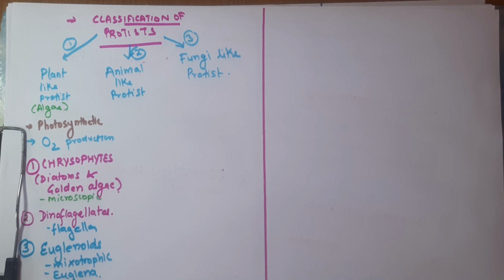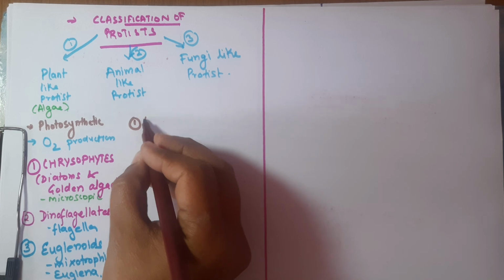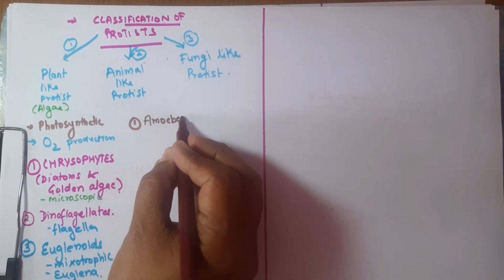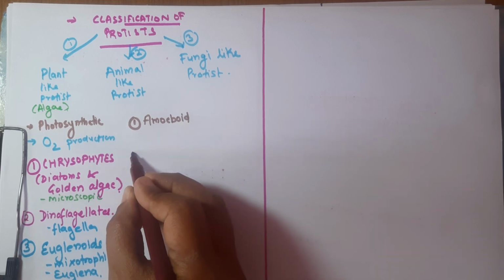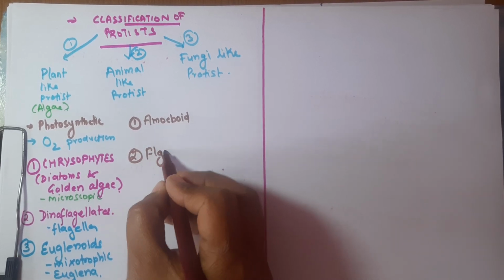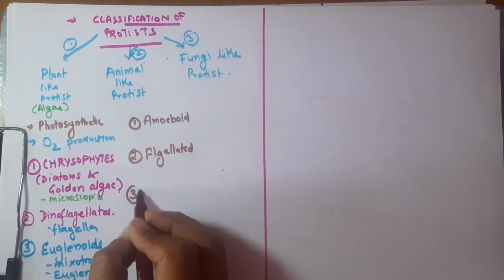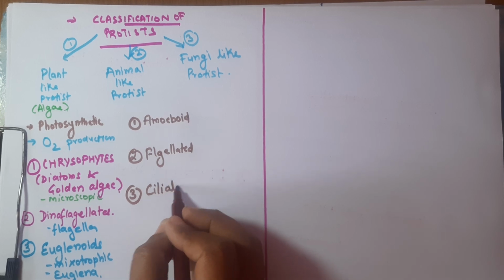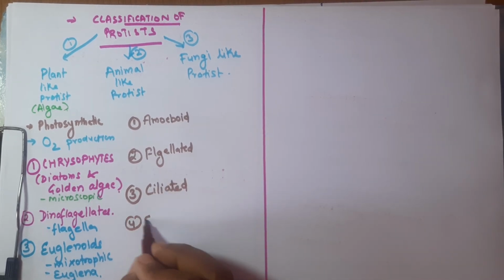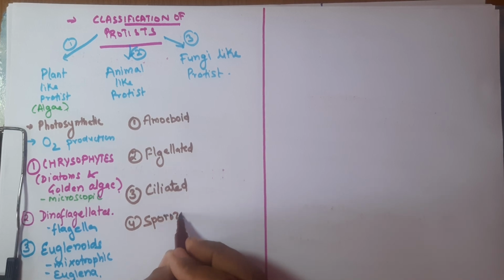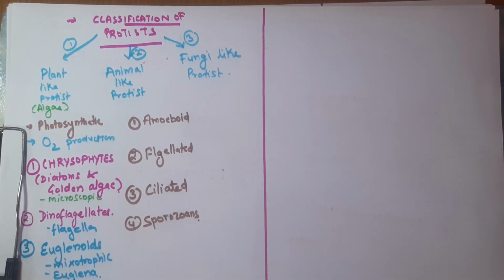Now we will talk quickly about the animal-like protists. The animal-like protists are divided into four groups. The first one is the amoeboid protozoa. Then there are the flagellated protozoa, then the ciliated protozoa. I think for now you can clearly understand that the name itself usually indicates how the species look or what it contains. So what are the characteristics of the protozoa? First we will talk about the amoeboids.